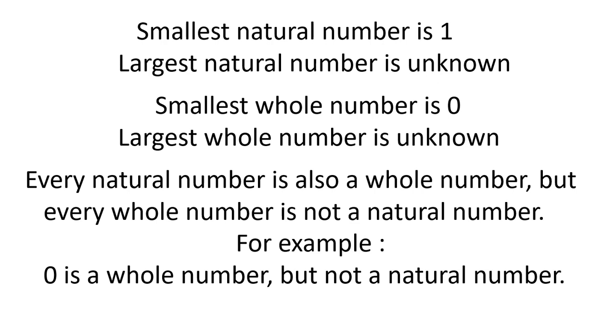Smallest natural number is 1. Largest natural number is unknown. Smallest whole number is 0. Largest whole number is unknown. Every natural number is also a whole number, but every whole number is not a natural number. For example, 0 is a whole number, but not a natural number.